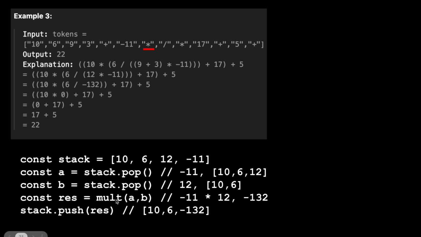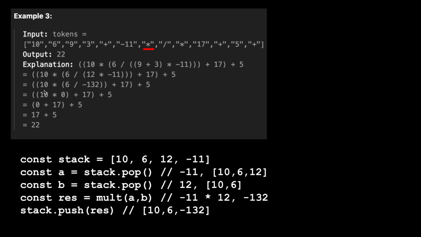And we pass the a and b values into our multiplication function. We get negative 11, which is variable a, times 12, which we get is negative 132. And then we push that into our stack. So then at this point, we get 10, 6, and negative 132.